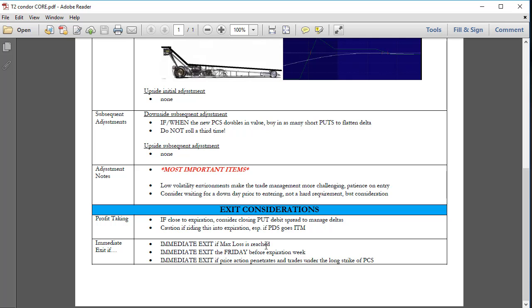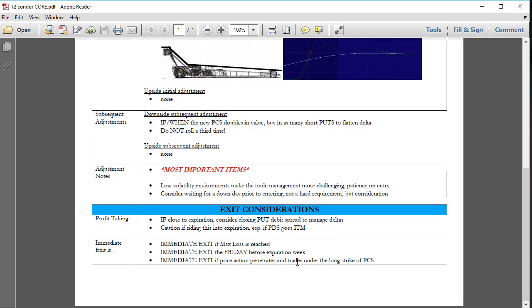Immediate exit the Friday before expiration week, unless you have created a risk-free trade. I like to be out of these prior to expiration. Sometimes there are trades I will hold all the way up into expiration and let them expire worthless, but you have to understand when that's appropriate and not appropriate to do so.